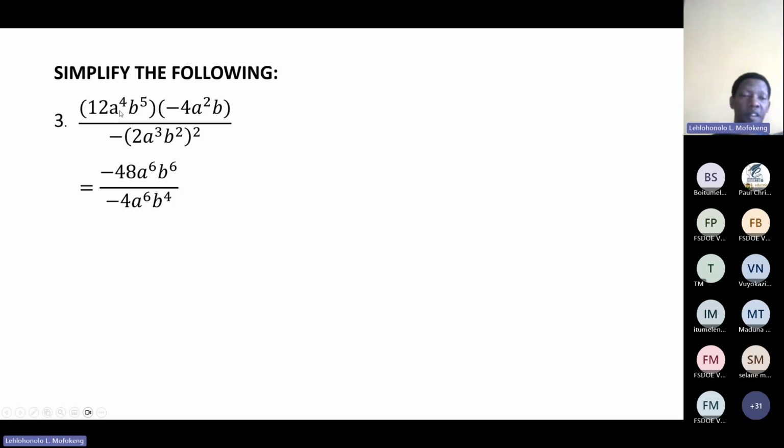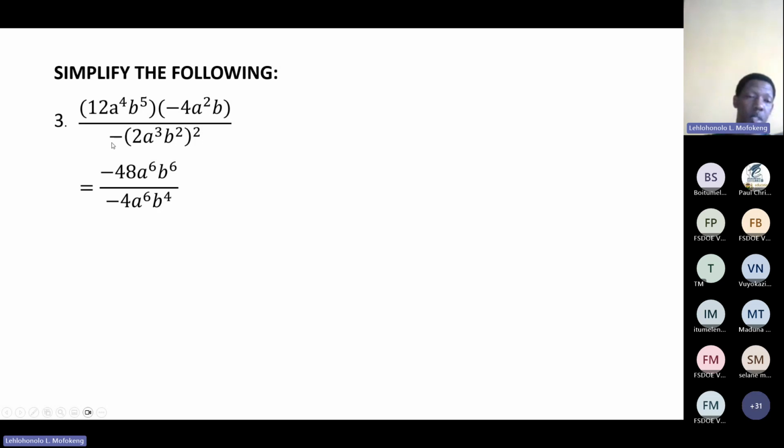And then you also have base a raised to exponent of 4, base a raised to exponent of 6. Because we are multiplying, we will have 4 plus 2, which will give us a to exponent of 6. We are having b to exponent of 5, b to exponent of 1. We add 5 and 1, it will give us 6. And then on the denominator, we raise 2 to exponent of 2, it will give us 4.